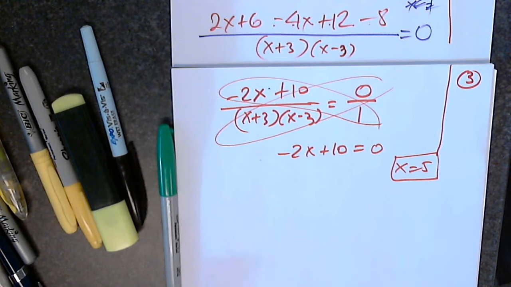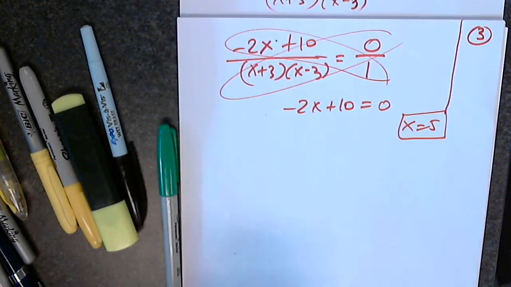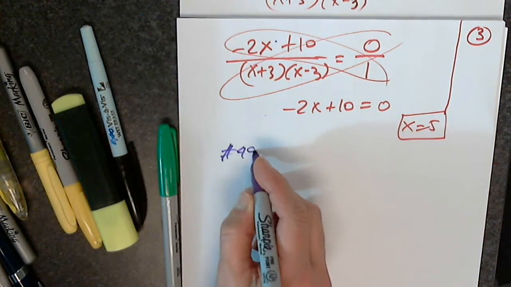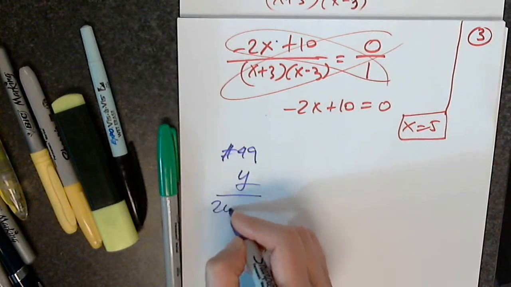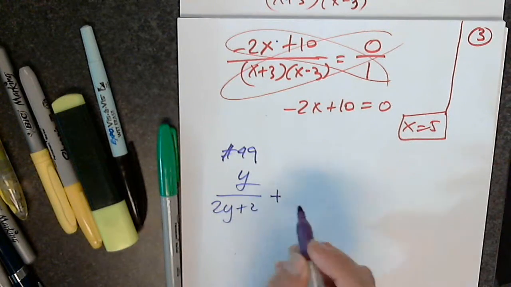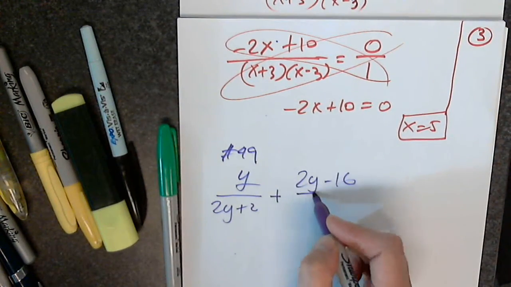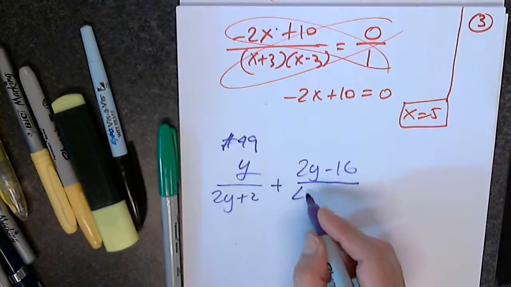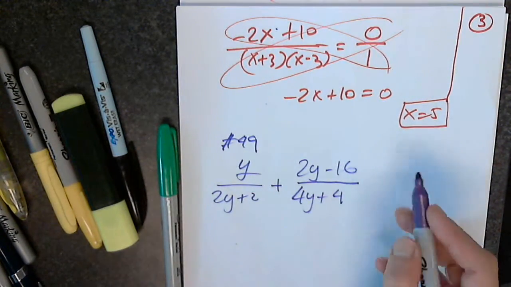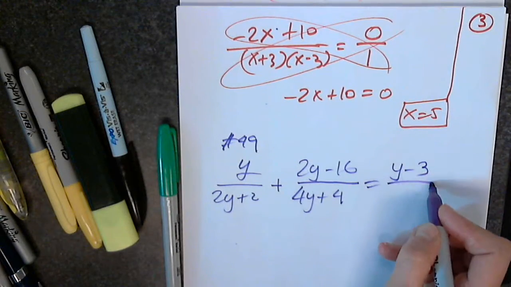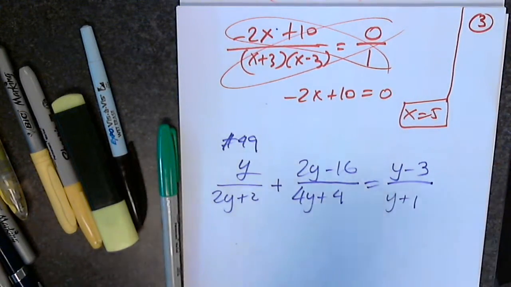Okay, here's the next one for you. 49, same page. y divided by 2y plus 2, plus 2y minus 16 over 4y plus 4, equals y minus 3 divided by y plus 1.